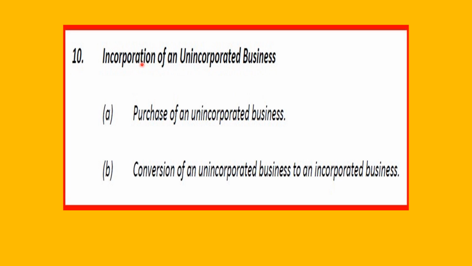Incorporation of an unincorporated business. You can do that in two ways: you can purchase an unincorporated business, or you can convert an unincorporated business to an incorporated business. In the first case, you form a company that will buy the unincorporated business. The two types of unincorporated business that you normally buy are sole traders and partnerships. You can convert either one of them into private companies or public companies.